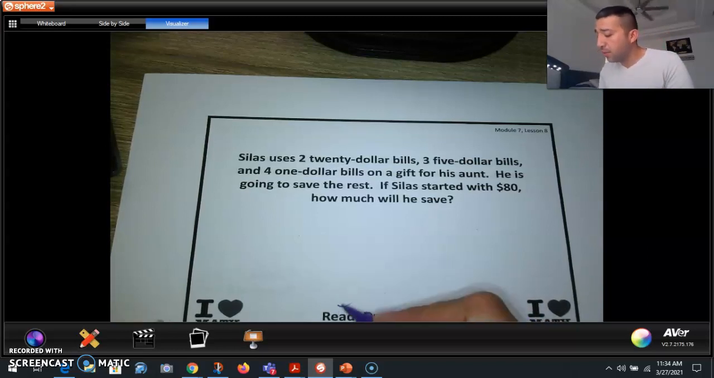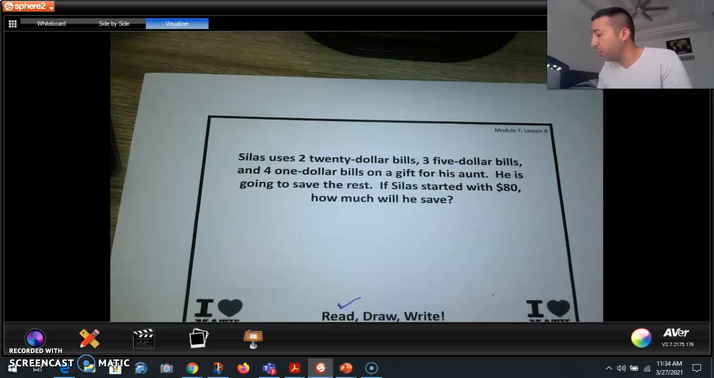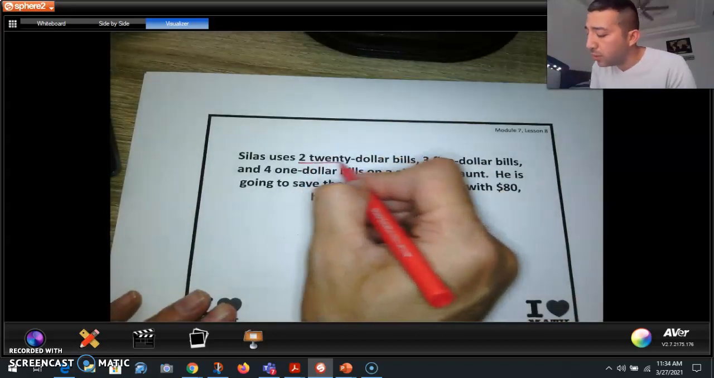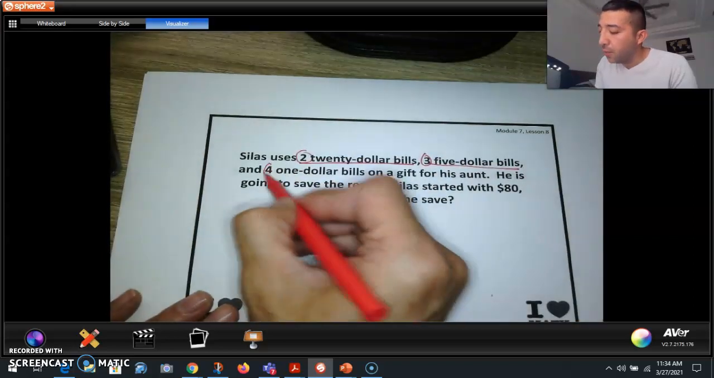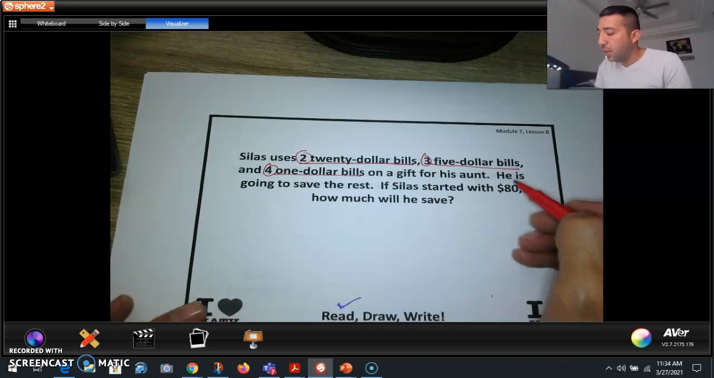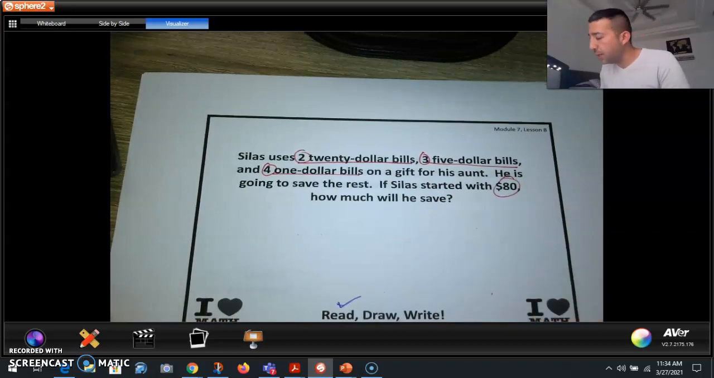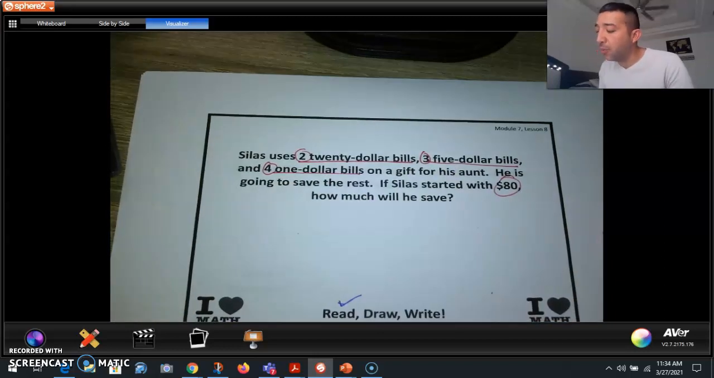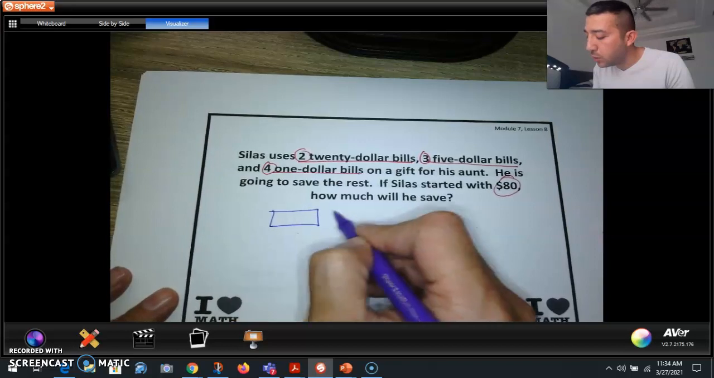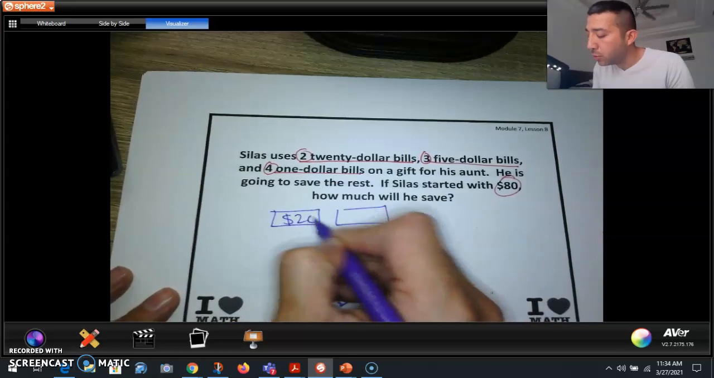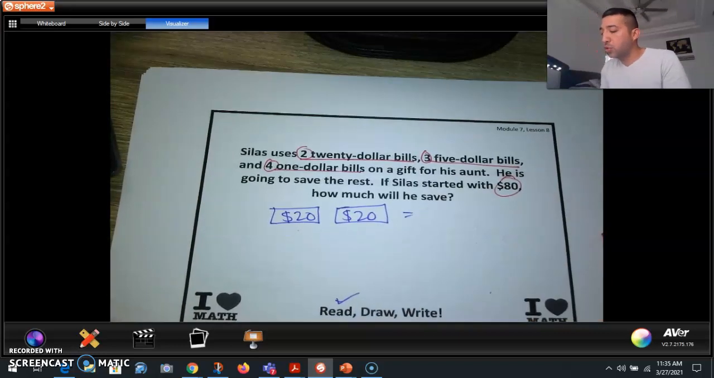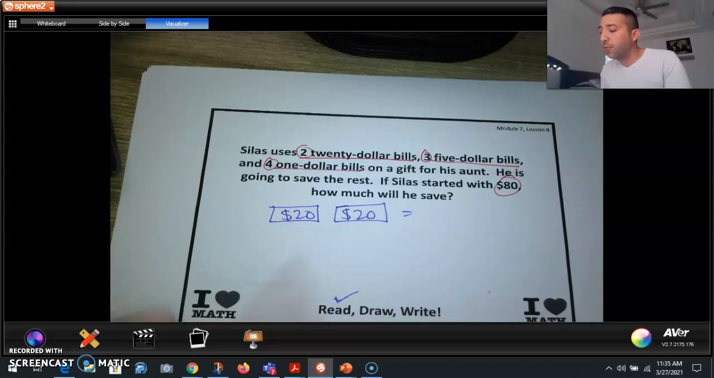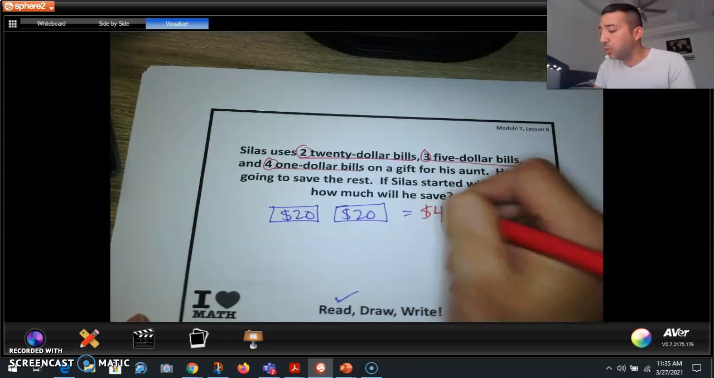So I already read it. So let me make a little check mark, but let me circle the good information or underline. So we know that two $20 bills we're gonna need, three $5 bills, four $1 bills, $80. Okay, so let's draw something for it. So we know that he has two $20 bills. So two boxes, boys and girls, of $20. And we know that two $20 bills is 20, 40. It is $40, boys and girls.